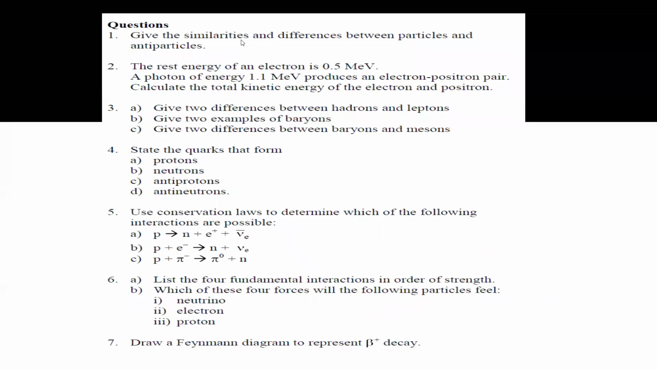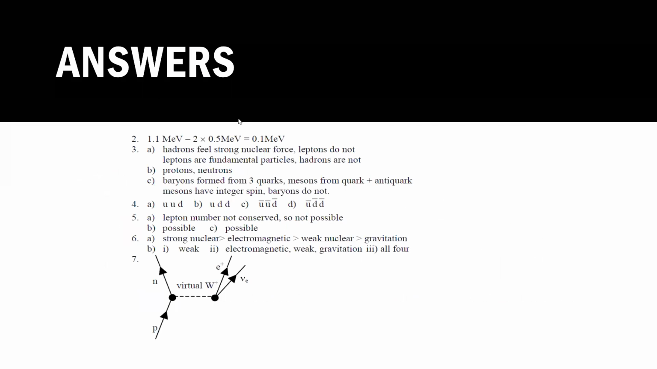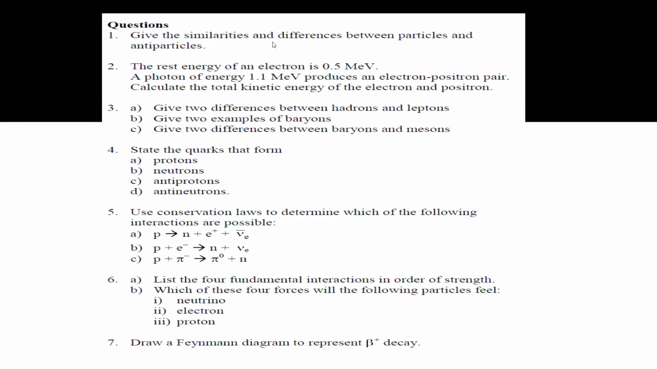Example: give similarities and differences between a particle and an antiparticle. We already discussed this at the beginning of this chapter. Similarities: they will have the same mass and the same magnitude of charge. Differences: they will have opposite charges and opposite spin. The rest mass energy of an electron is 0.5 mega electron volt.